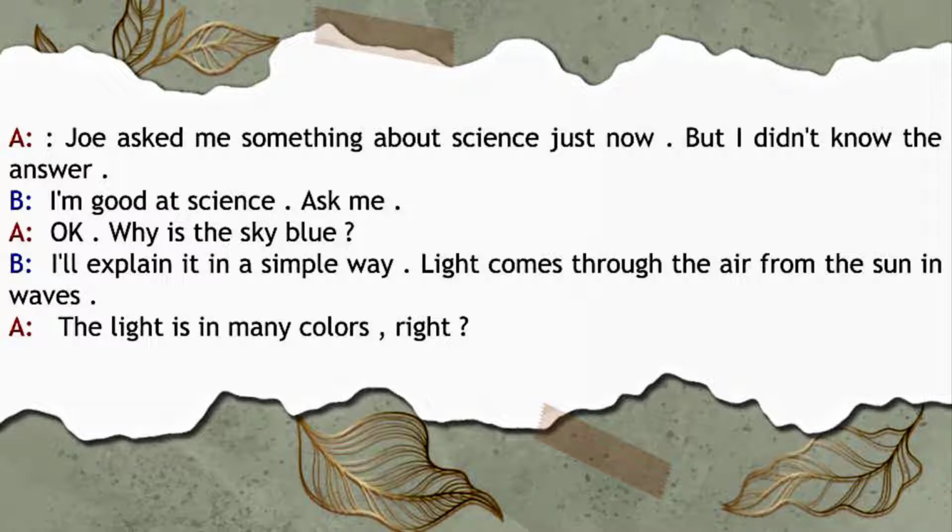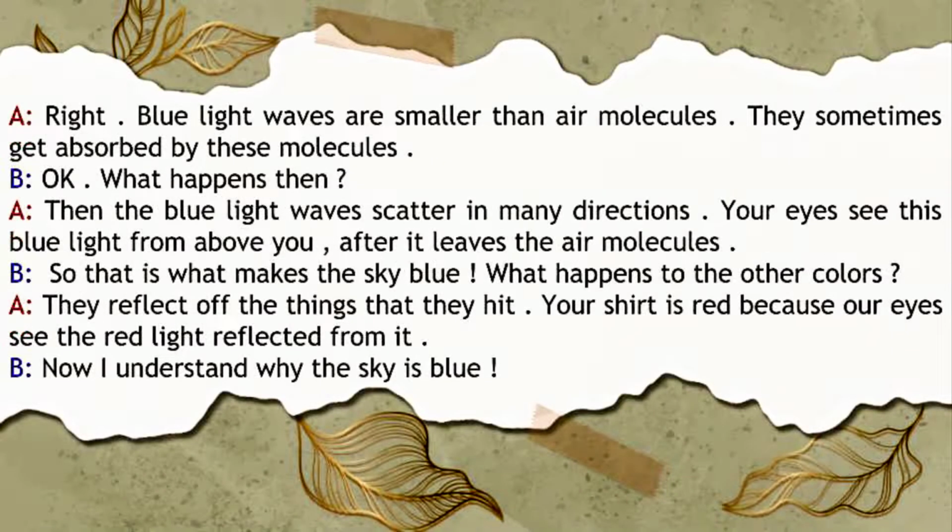Light comes through the air from the sun in waves. The light is in many colors, right? Right. Blue light waves are smaller than air molecules. They sometimes get absorbed by these molecules. Okay, what happens then? Then the blue light waves scatter in many directions. Your eyes see this blue light from above you after it leaves the air molecules. So that is what makes the sky blue.